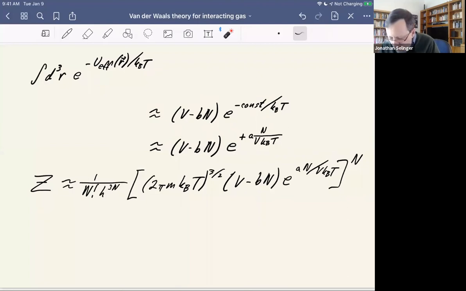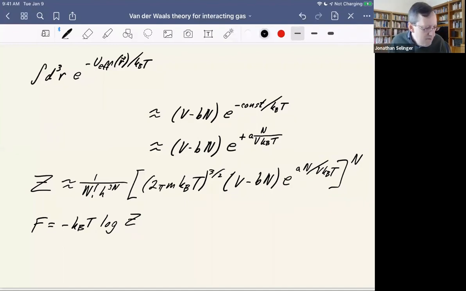I'm just gonna do a couple of quick things here and then I'm gonna stop for today. So to do a couple quick things, one thing I can do is get out the free energy from this partition function. So there's a free energy, which is minus kT log Z. So I can work all this out, again, using Stirling's formula to approximate the factorial.